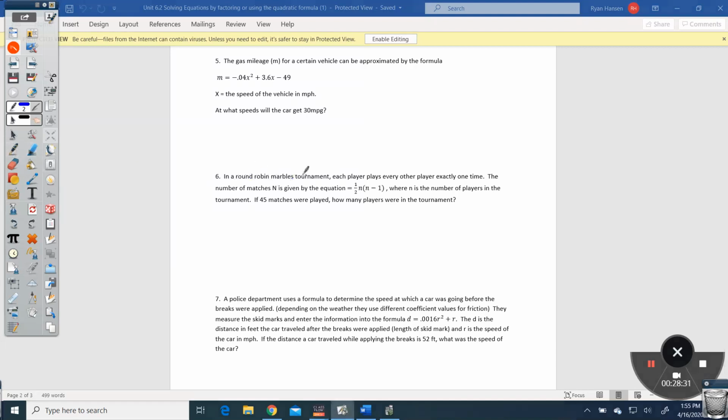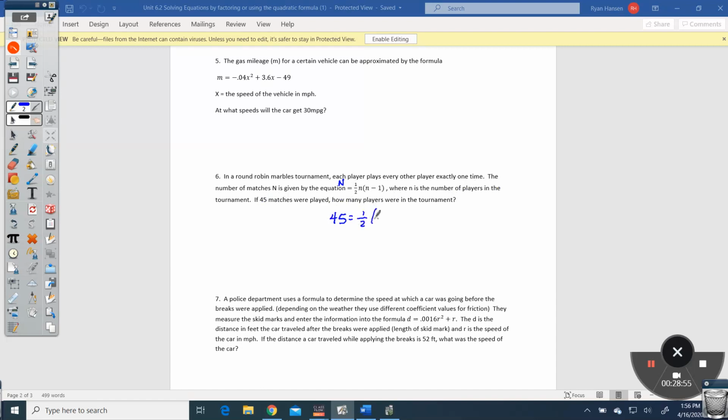Okay, in a round robin marbles tournament, each player plays every other player exactly one time. The number of matches N is given by the equation N equals 1/2 n times n minus 1, where little n is the number of players in the tournament. If there were 45 matches, so that's the big N, how many players were in the tournament?